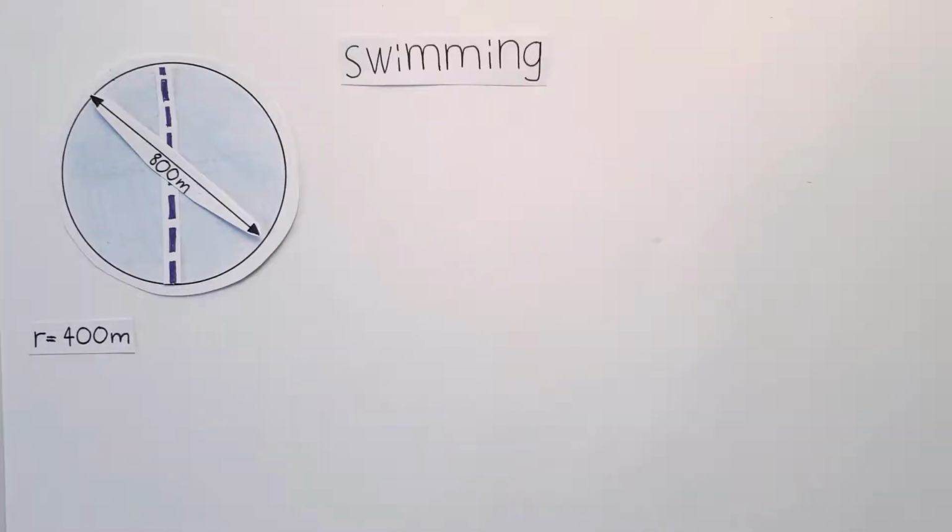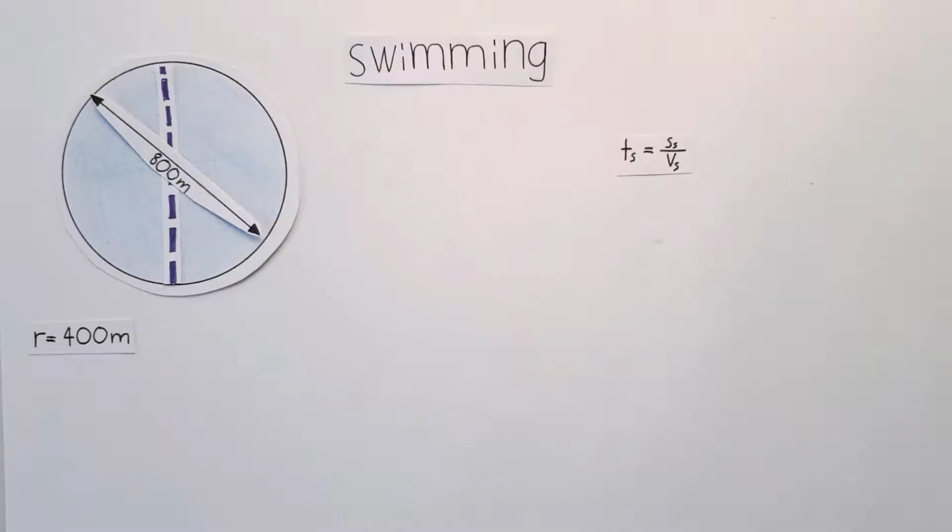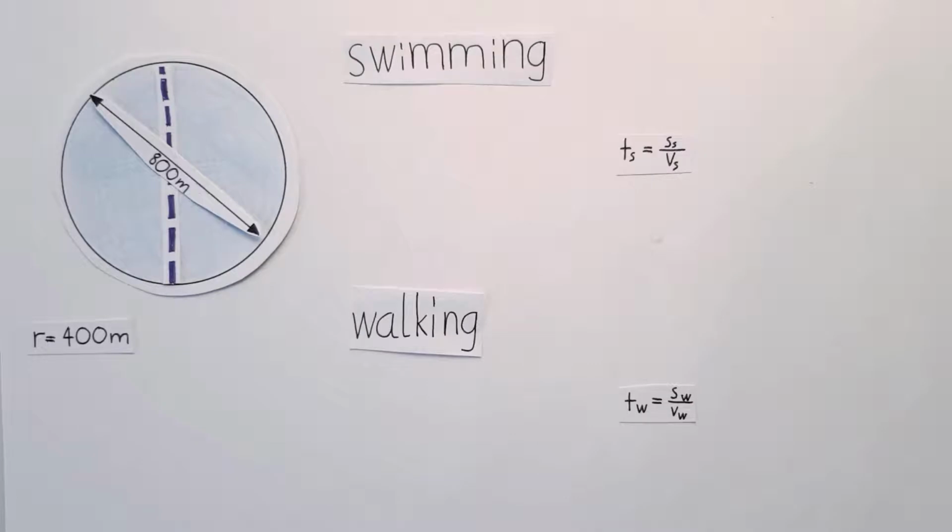For the time calculation, we need the distance and the speed. So t swim equals distance swim divided by velocity swim. The same applies to the walking. Additionally, we know that we are walking twice as fast as swimming. So v swim equals v and v walk equals 2v.